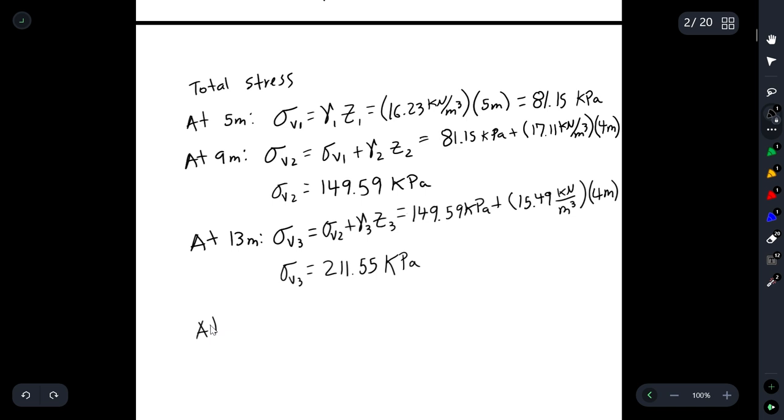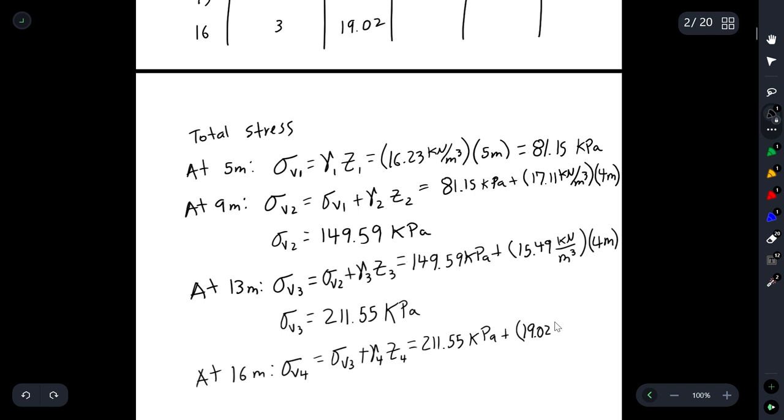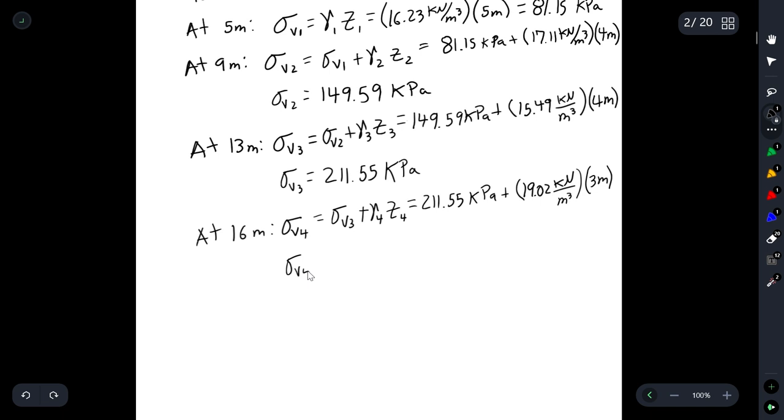at 16 meters, the vertical total stress at the bottom of layer 4 is equal to the vertical total stress at the bottom of layer 3 plus unit weight times thickness of layer 4. So this is 211.55 kPa plus 19.02 kilonewton per cubic meter times 3 meters, and this brings us to the total at the bottom of the soil profile of 0.61 kPa.